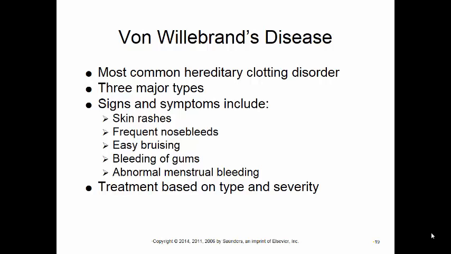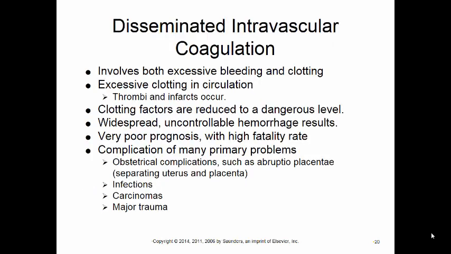One type that is pretty common is von Willebrand's disease. There are three major types of von Willebrand's. Depending on the type, it determines how significant the disorder is. Signs and symptoms include skin rashes, nosebleeds, easy bruising, bleeding of gums, and abnormal menstrual cycle. The severity and the type is going to determine the treatment for these clotting disorders.